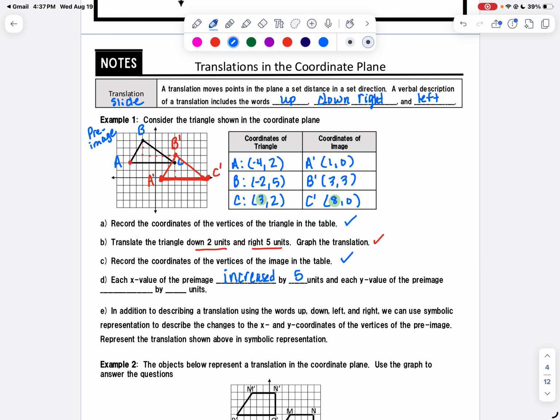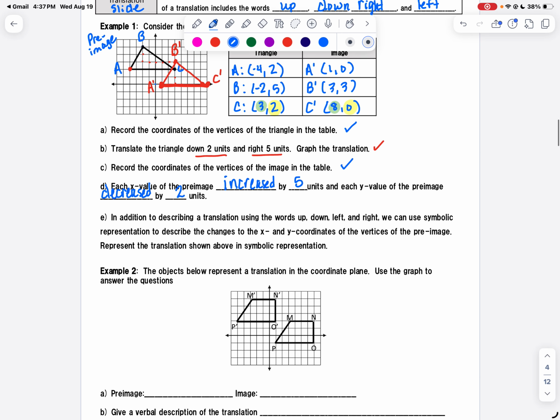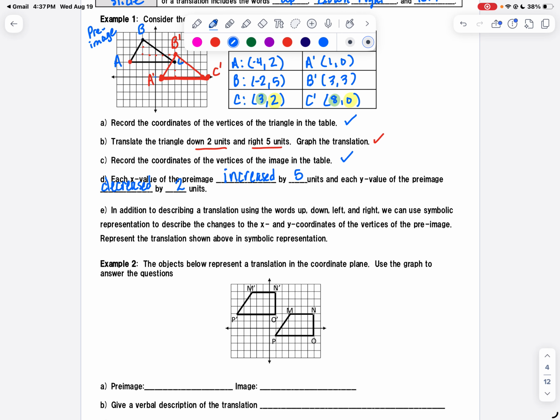All right, now let's look at what happened to the y values. Let me get another color of highlighter. I went from a y value of 2 to a y value of 0. So hopefully you can see that the y values decreased by 2 units. So the x values increased by 5 and the y values decreased by 2.